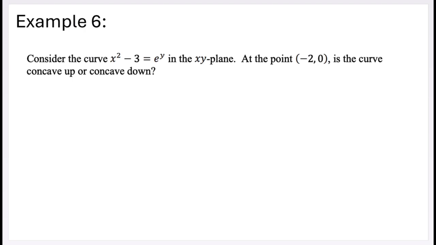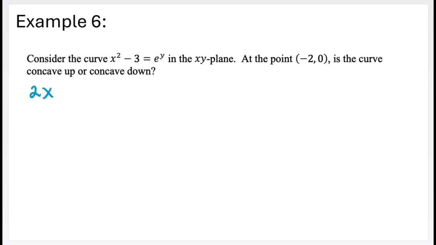So example 6, consider the curve x squared minus 3 equals e to the y in the xy plane. At the point (-2, 0), is the curve concave up or concave down? So concave up and down, we're looking at the second derivative. So I actually need to find the derivative of this thing twice. So let's go ahead and find the first derivative, and then I'll work on finding the second derivative after that.